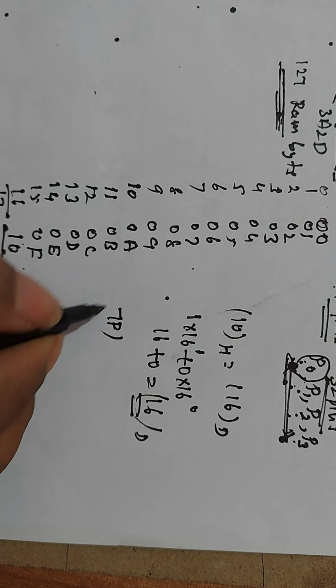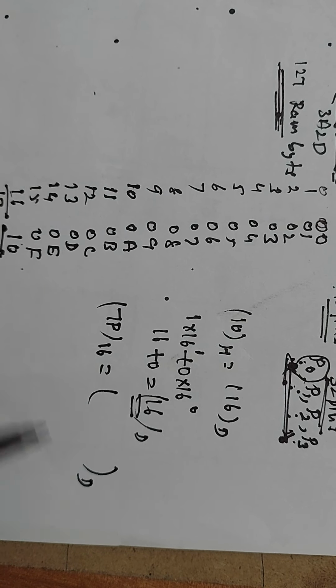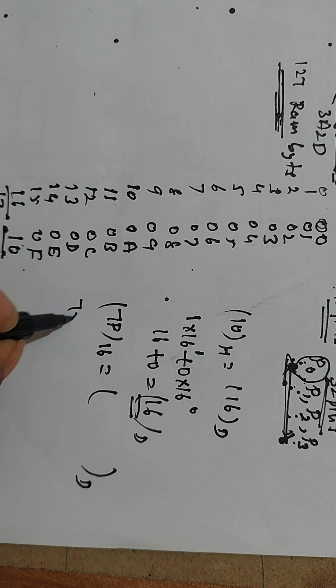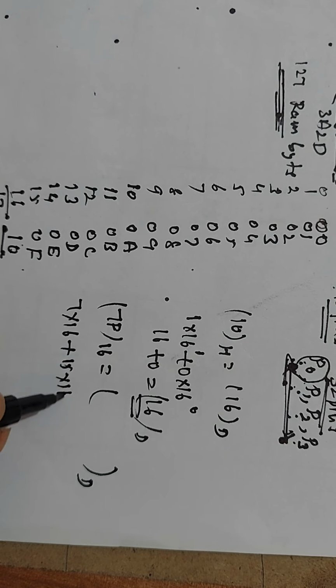What is 7F? 7F in hexadecimal number is what in a decimal number? 7F: 7 into 16 plus F, which is 15, into 16 power 0.